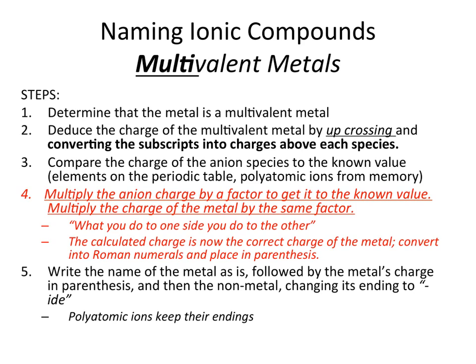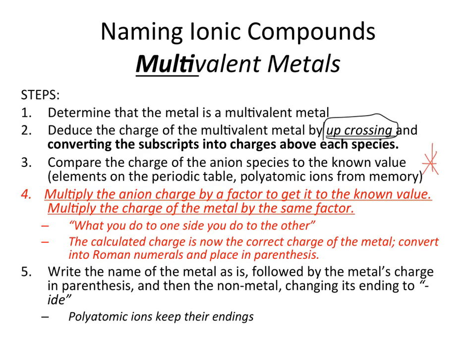Now if you figure out that it is a multivalent metal, you're going to have to determine the charge. And we're going to do this by up-crossing. So we actually convert the subscripts into the charges above the species. The next thing we have to do, and this is the really important part, is compare the value of the nonmetal to the known value of that nonmetal. Now if it's a nonmetal from the periodic table, we look to the periodic table. If it's a polyatomic ion, we're going to have to figure it out from memory.